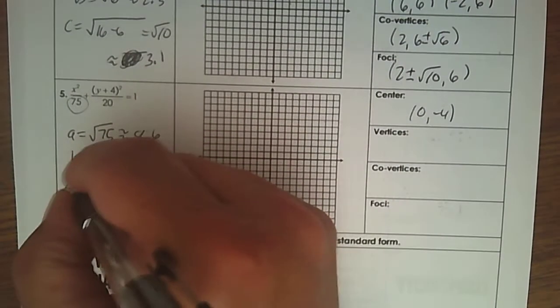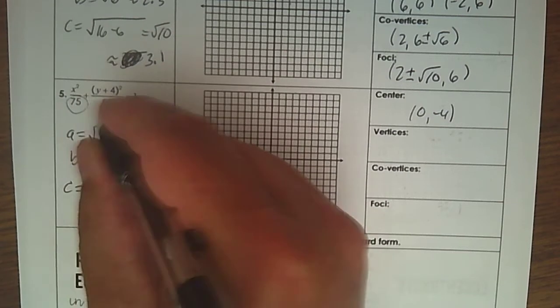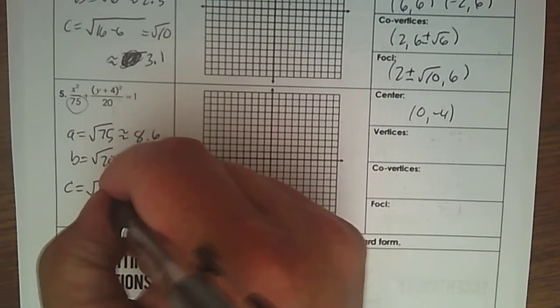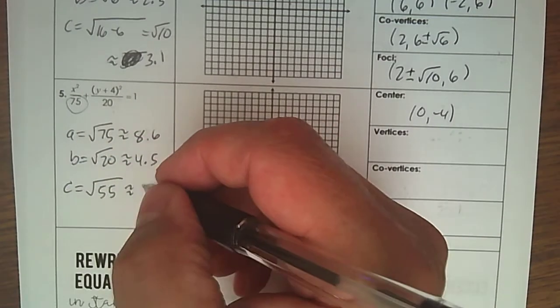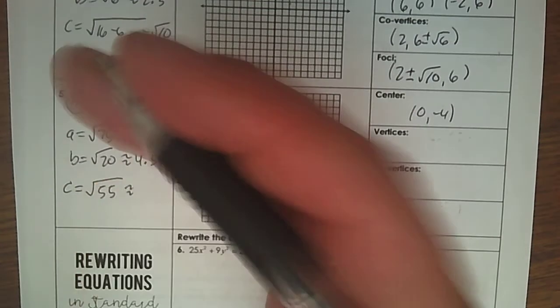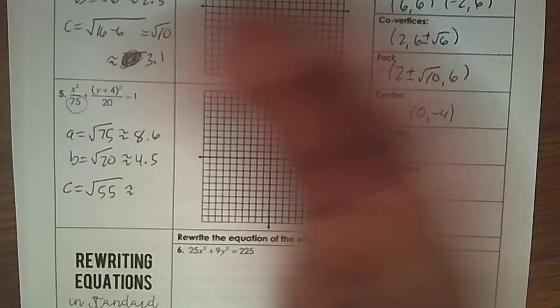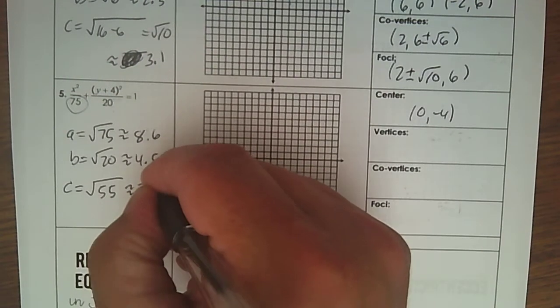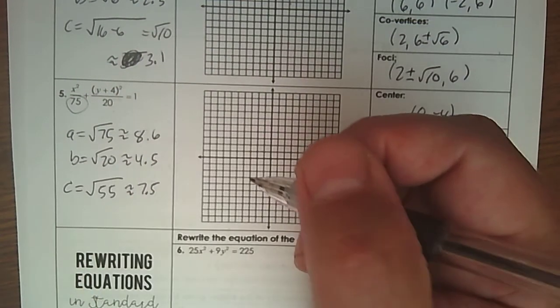And then C is the square root where you subtract them. So 75 take away 20, so that's 55. And the square root of 55, again, is kind of in the middle between 49 and 64. That means the square root of 49 is 7, square root of 64 is 8. So in between 7 and 8, it's pretty close to 7.5 again. And then I'm going to put those on the graph.